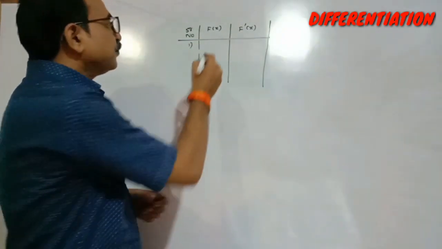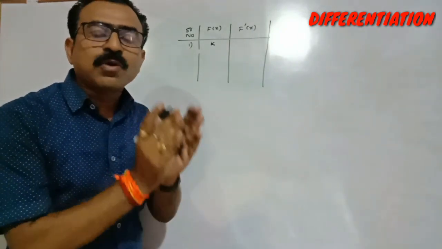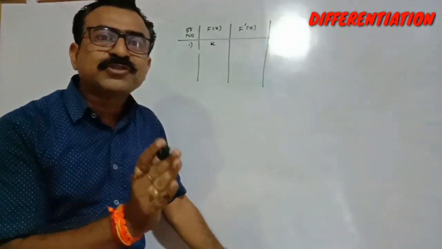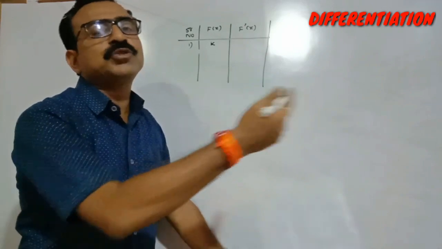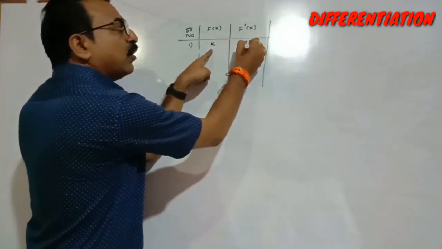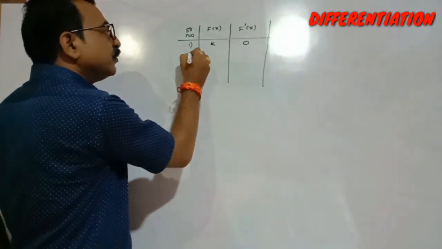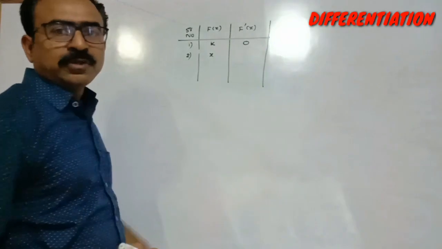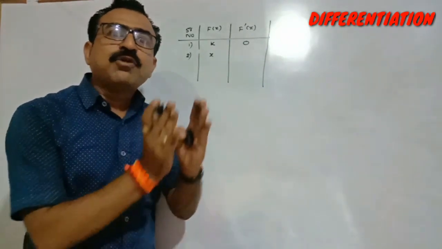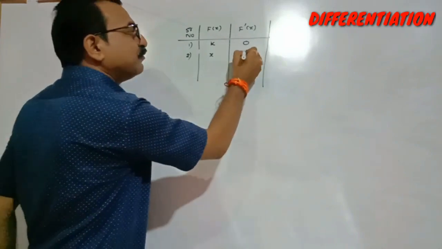So friend, derivative of k, meaning a constant. Constant means a term which is not attached to a variable. And the derivative of a constant term is always taken as 0. Understood? The second function is x. So friend, the derivative of x with respect to x is always taken as 1.